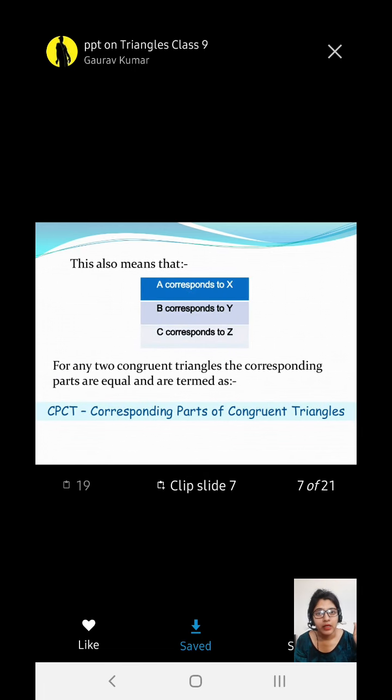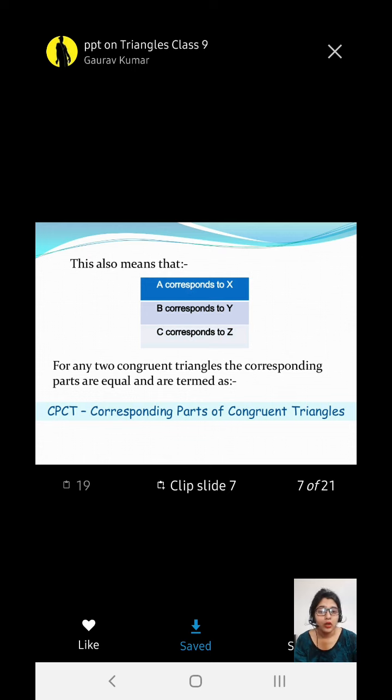Through this we also come to know that A corresponds to X, B corresponds to Y, and C corresponds to Z. The triangles that are congruent, ABC congruent to XYZ, also show that A corresponds to X, B corresponds to Y, and C corresponds to Z.